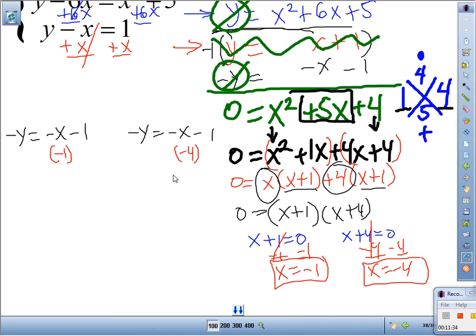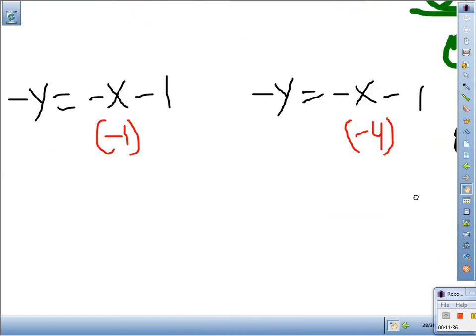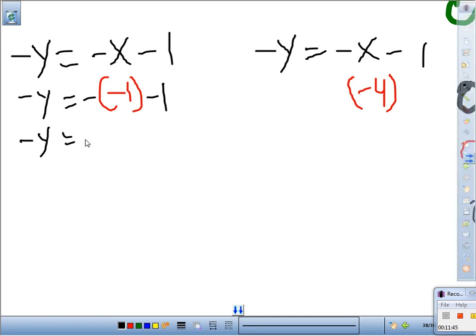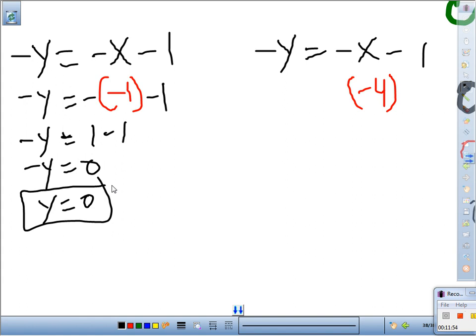Let me zoom in. Bring everything else down. Negative y equals negative times negative 1 minus 1. Negative y equals, what is negative times a negative? Positive 1 minus 1. Negative y equals 0. That means y equals 0. So what does that mean, Mr. Q? That when x is what? Negative 1, what is y? 0.